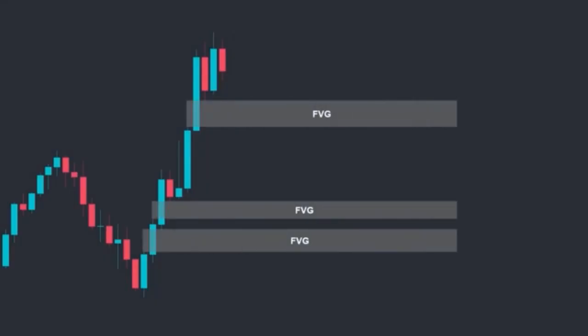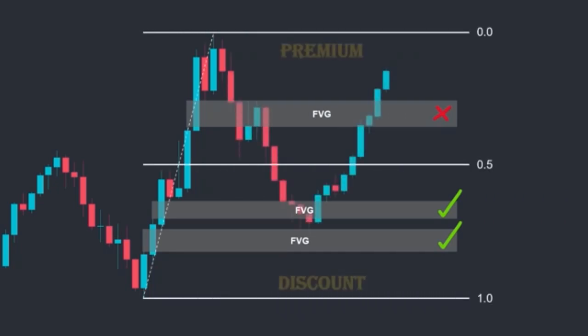In this example, if we look at the left-hand side, we can identify 3 fair value gap areas. When the price pulls back to these areas, they will act as support and push the price higher. But if we wanted to place a buy limit, these two would have been our choice. The difference between these 3 is that the higher one is located inside the premium side of the range, and the lower ones are inside the discount. We are only interested in buying inside the discount and selling inside the premium. This is a more conservative way to enter trades, resulting in a higher risk-to-reward ratio.